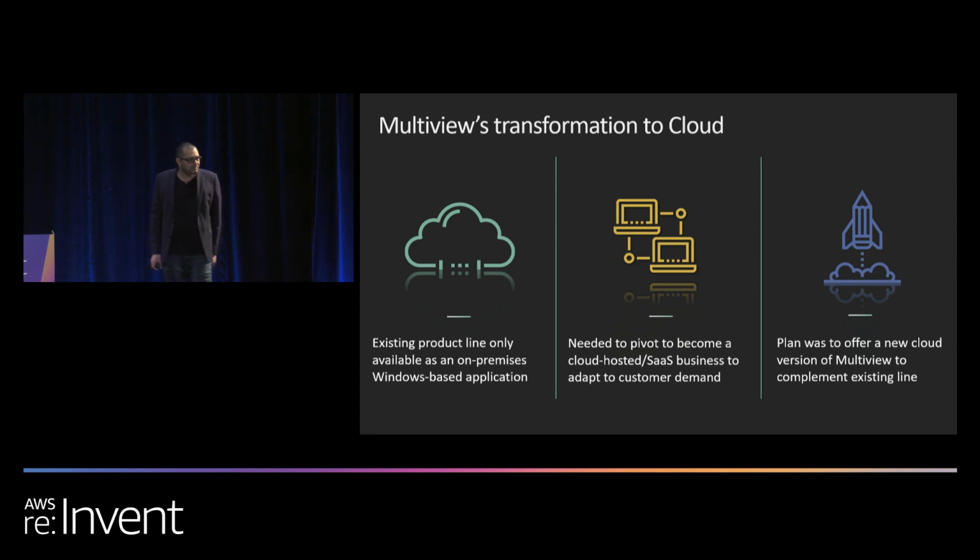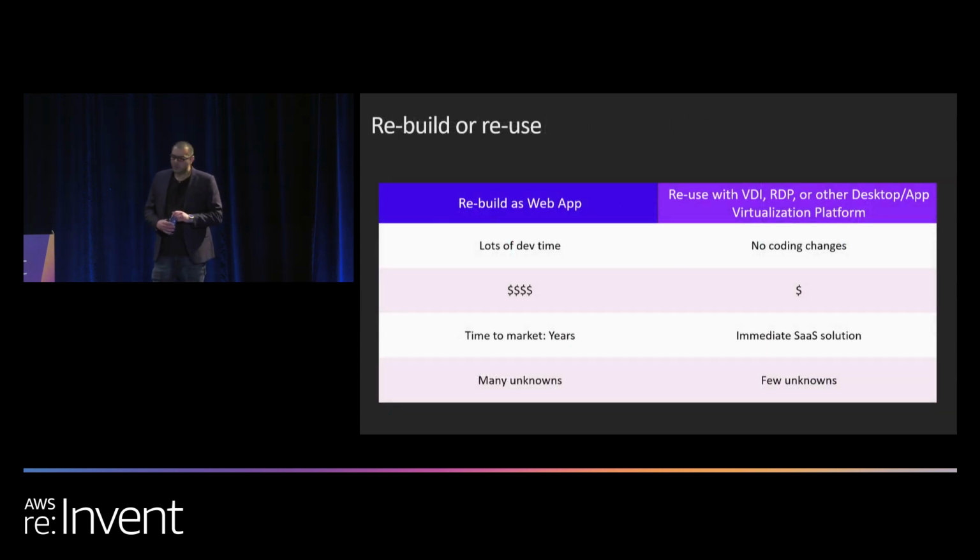So we came up with a plan. Let's build a cloud-based application to deploy to our clients over the internet. And so began the journey. So when we looked at our options, it was really two options. We can rebuild Multiview from the ground up as a pure web application, or we knew that there were ways that we could use a technology to stream that Windows app, the existing Windows app, over the internet to end users.